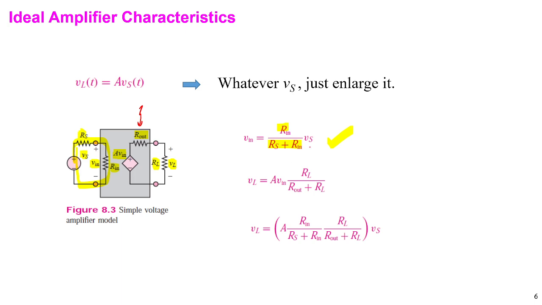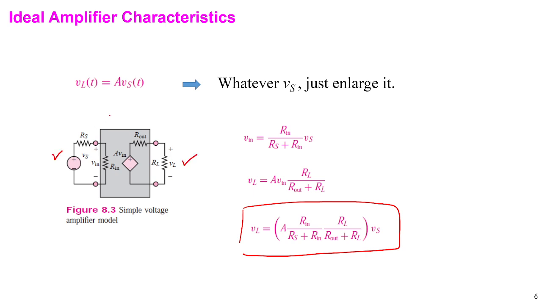Then we substitute V in here. Then we get this relation: R in divided by Rs plus R in, and RL divided by R out plus RL, into A and into Vs. Can you follow? Okay. So this is the relation between VL and Vs for this circuit, and it depends on the gain of this device, this A.